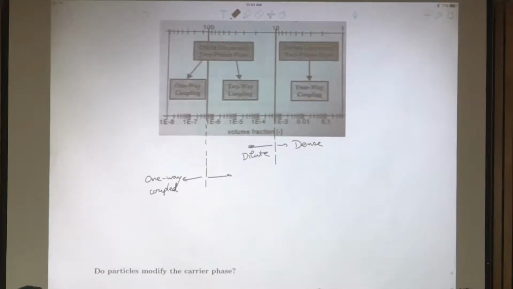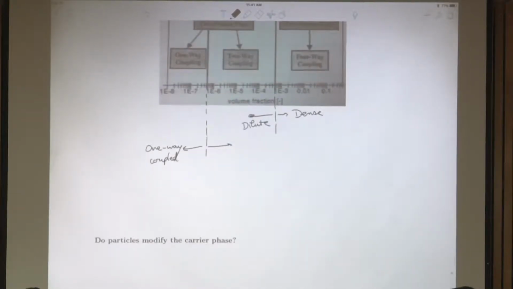If you have a negligible mass loading, essentially the momentum conservation equations will not see the particle phase, and therefore we can safely ignore their influence. Otherwise, it will have to be two-way coupled, meaning the fluid sees the influence of the particles.